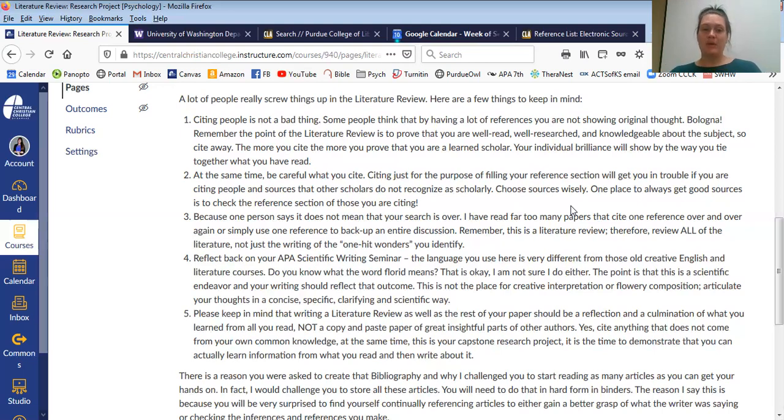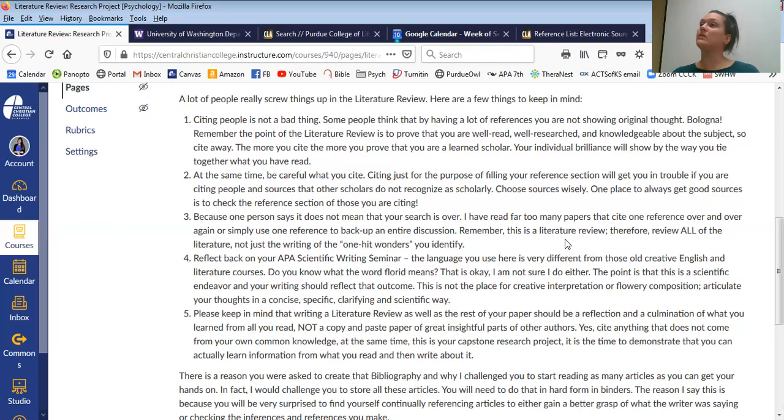Number 3: because one person says it does not mean that your search is over. I have read far too many papers that cite one reference over and over and over, and simply use one reference to back up the entire introduction or the entire discussion section. Remember that this is a literature review, therefore review all of the literature, not just the writing of one-hit wonders.